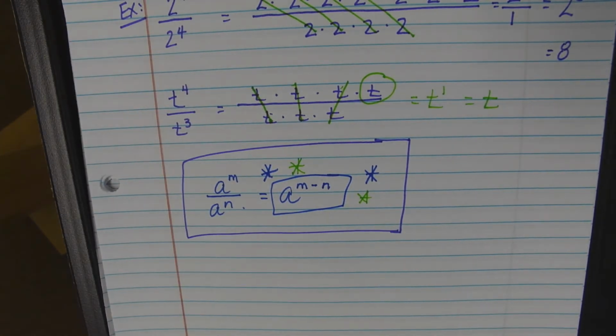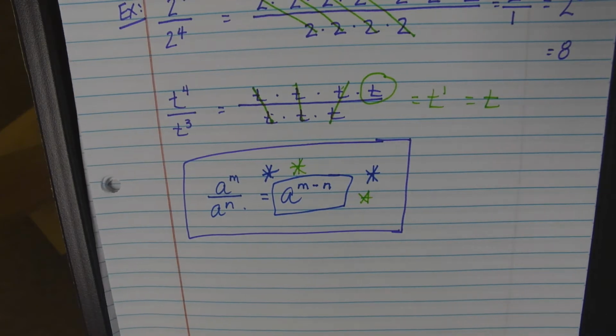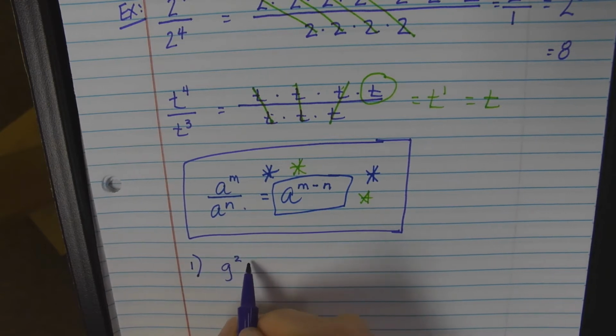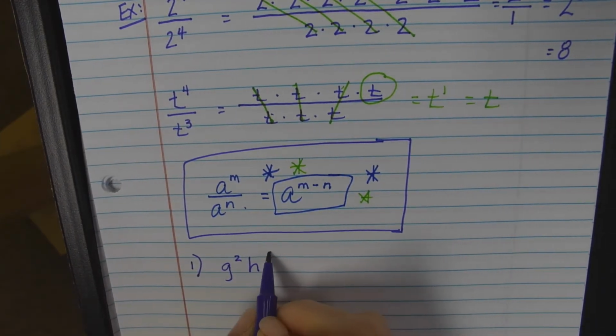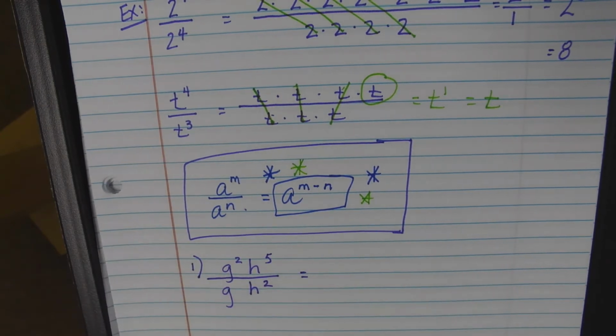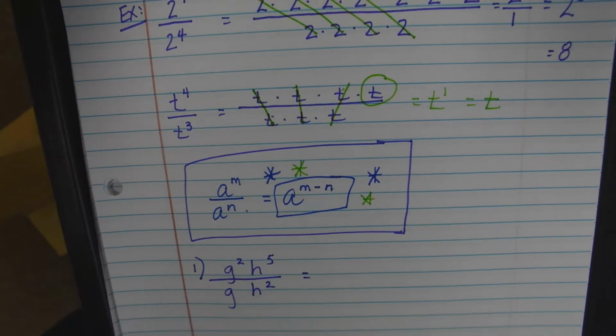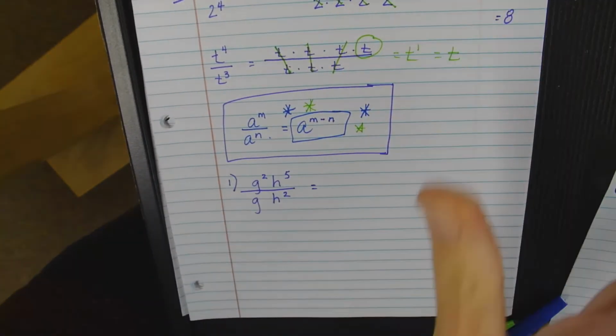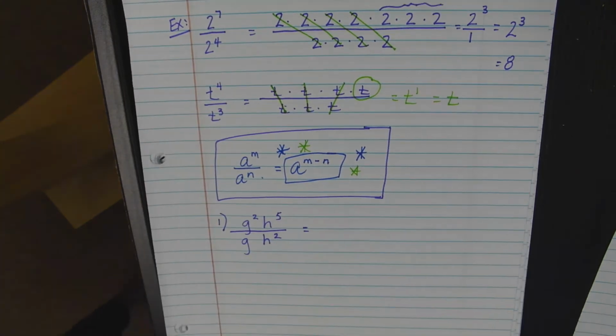All right, y'all ready to do a few examples? All right, I'll just start with 2. I'll do this one with you, and then I'll give you one to do on your own. Okay, like we've discussed, we can only do the same bases. Let's do this one, and I'll do a new piece of paper. G squared, h to the fifth over gh squared.